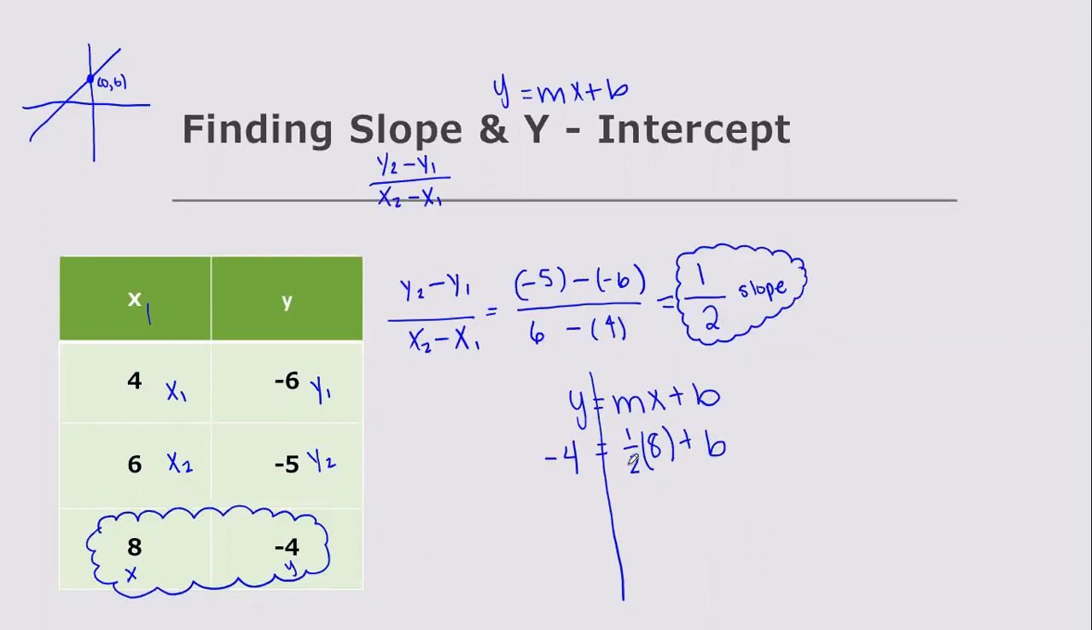So to solve, I need to simplify everything. And part of simplifying is right here, I need to multiply this out. 1/2 times 8. 1/2 times 8 equals 4. So we're going to go ahead and bring everything down. We're going to bring down the -4. 1/2 times 8 was +4. And then I'm going to bring down the plus b.